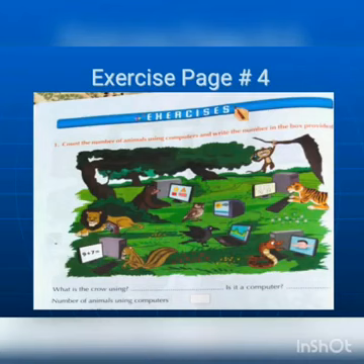Now we have another exercise at your book page 4. Look at the picture. There is a bear using computer. Owl is using computer. Tiger is using computer. A snake is using computer. Crow is using laptop computer. And a squirrel is also using a computer. So there are total 6 animals using computers.